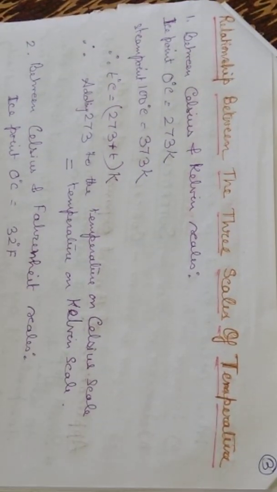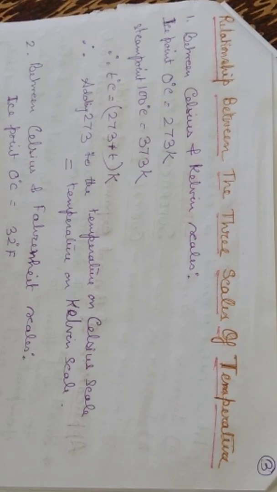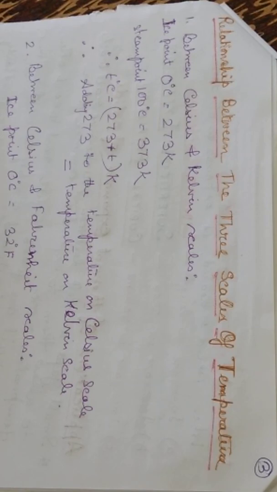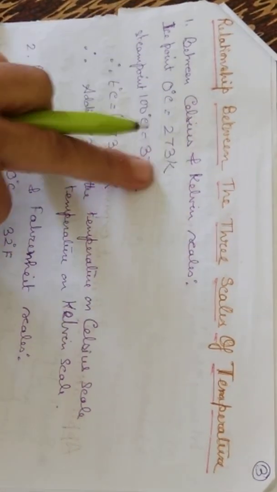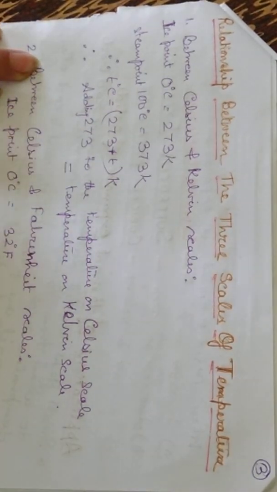Now, the relation between the three scales of the thermometer. Between Celsius and Kelvin: 0 degrees centigrade, the ice point, is equal to 273 Kelvin, and the steam point, 100 degrees centigrade, is equal to 373 Kelvin. Therefore, T degrees centigrade, the temperature which we have to know, is equal to 273 plus T Kelvin, where T means the centigrade temperature. So adding 273 to the temperature on the Celsius scale will give you the temperature on the Kelvin scale.